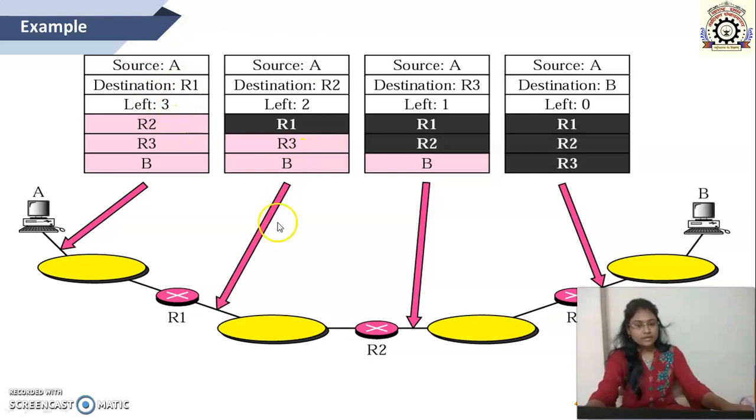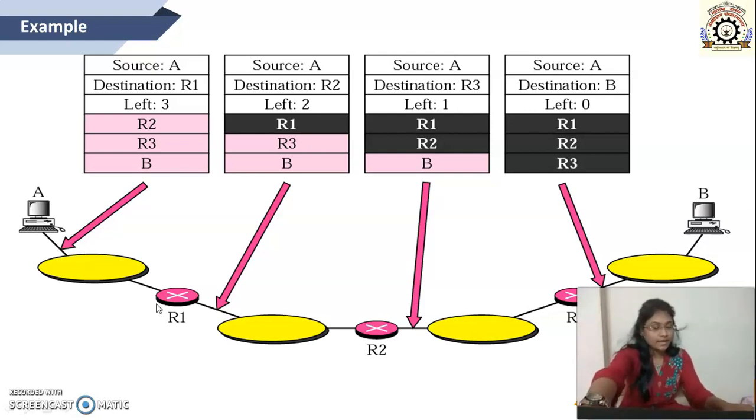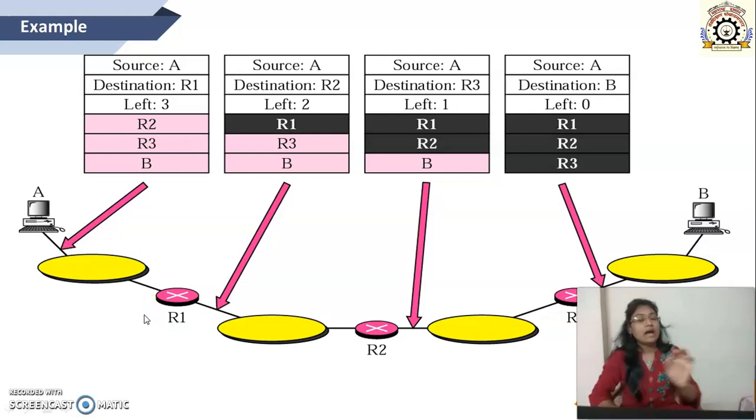Next, when the packet reaches R1, again R1 will forward that packet. It means from R1 the immediate destination is R2. So we can say that the main source is again A. Now the destination from R1 is R2, and the left field means that R2 and B are not yet visited, and R1 is indicated in a black row because R1 is already visited by that packet.